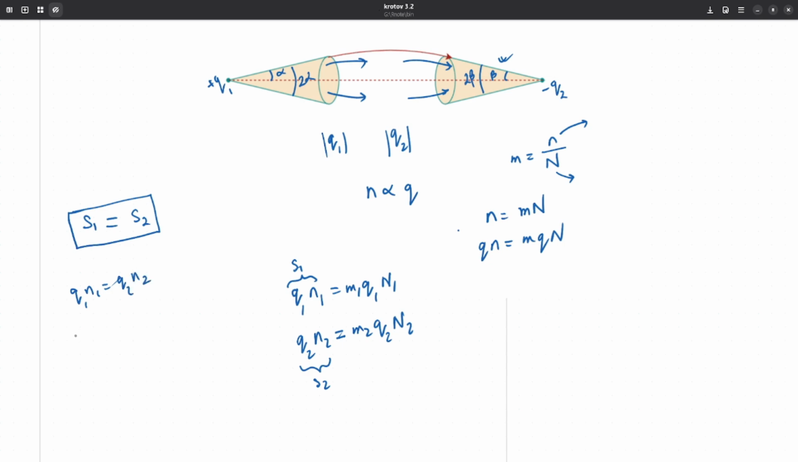And therefore, we can write M1Q1N1 is equal to M2Q2N2. Q1N1 and Q2N2 are the magnitude of the two charges. So we can write M1Q1 equal to M2Q2. So the objective is to find the ratio M.